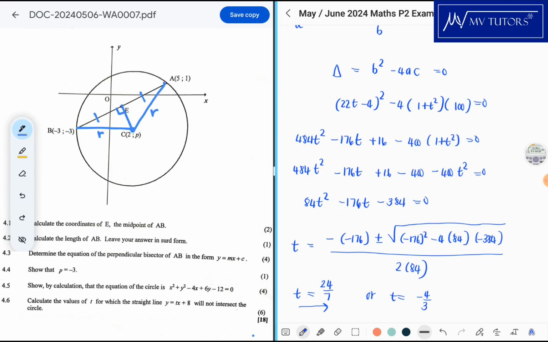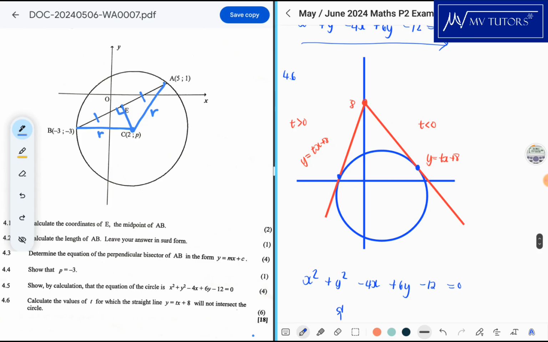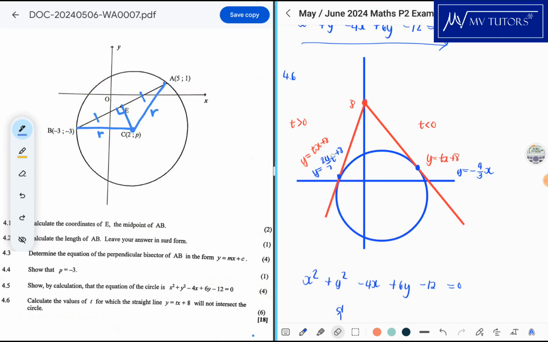Okay, let's go back to our sketch. So basically we have y is equal to 24 over 7 x plus 8. And then here we're going to have y is equal to negative 4 over 3 x. Did I say t? Oh my goodness. Yeah, so this should be x.